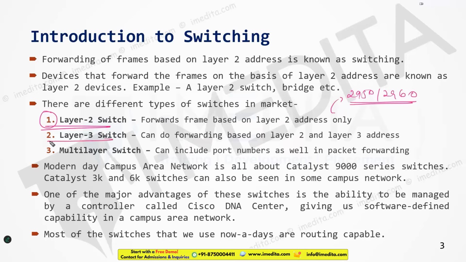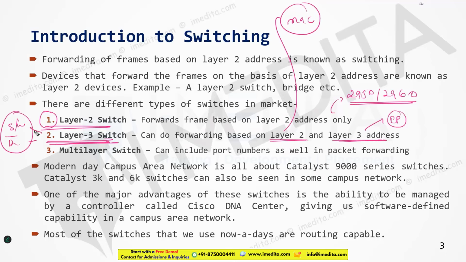And then came this thing called layer 3 switches. Layer 3 switches are those that can do packet forwarding not only based on the layer 2 address but also the layer 3 address. Layer 2 address means the MAC address, and layer 3 address means the IP address. That means layer 3 switches are equipped with hardware that can perform both switching and routing.